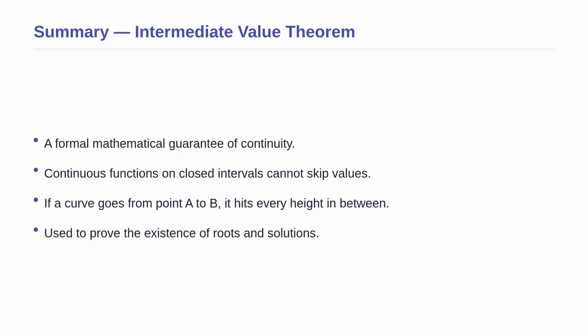To wrap up our lecture, let us review the key takeaways. The intermediate value theorem is, at its core, a formal mathematical guarantee of continuity. It promises that a continuous function moving from point A to point B must pass through every single value in between. Whether you are tracking the speed of a car, the temperature of a room, or complex mathematical curves, you cannot skip steps. If you start above a line and end below it, you absolutely must cross that line somewhere along the way.